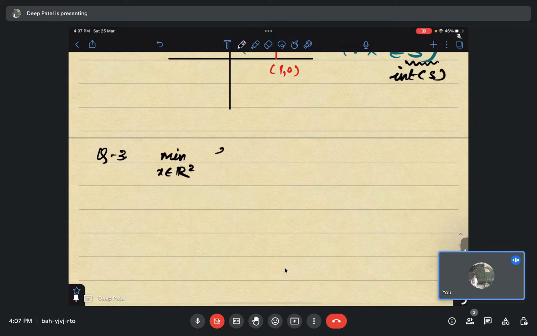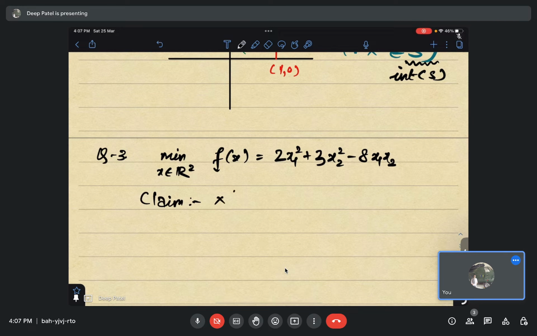So the third question says that I have a 2D case. I'm optimizing a function of two variables x, where x is a vector of components x1, x2, and let me call the objective, a quadratic objective, 2x1 square plus 3x2 square minus 8x1x2. The claim is x star equals (1, 1) is a local minima.